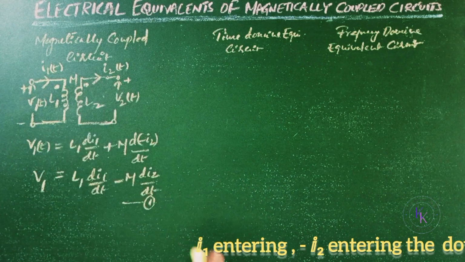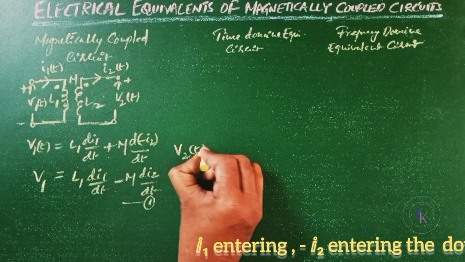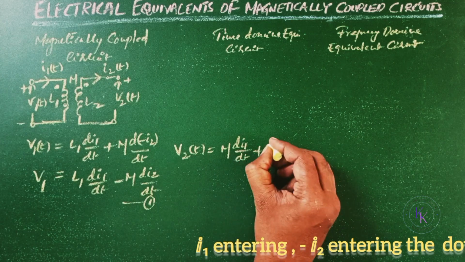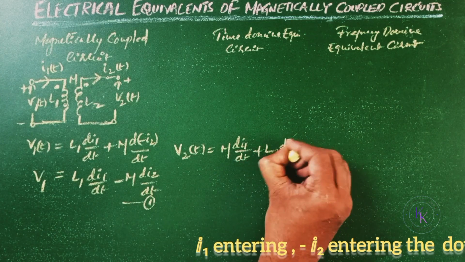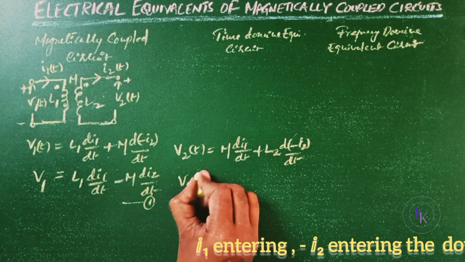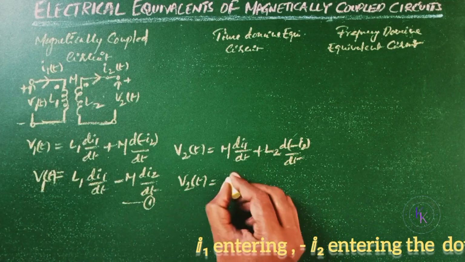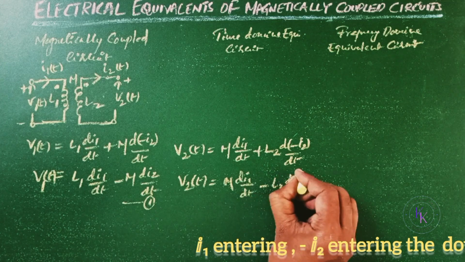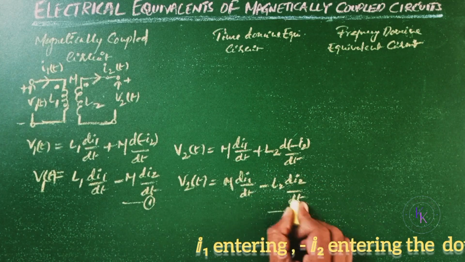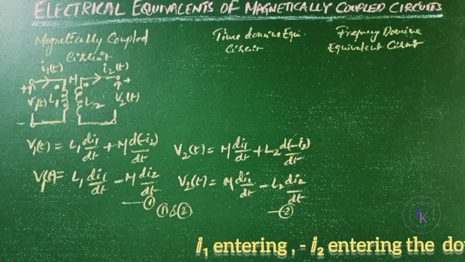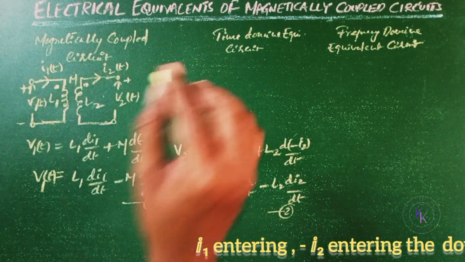Apply KVL for loop 2. Then V2 of t equals M di1 by dt plus the self inductance L2 d of minus I2 by dt. Then V2 of t will become M di1 by dt minus L2 di2 by dt. That is equation number 2. Now, equations 1 and 2 are the mesh equations for this magnetically coupled circuit in time domain. So, let us draw the equivalent circuit in time domain.